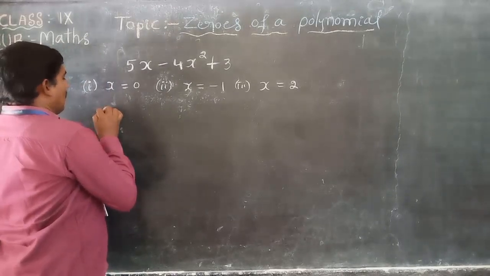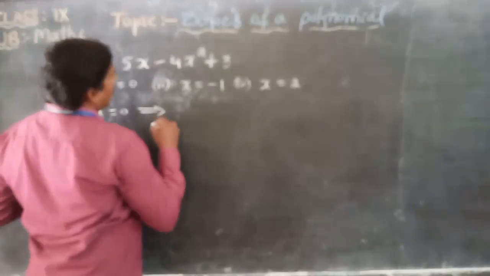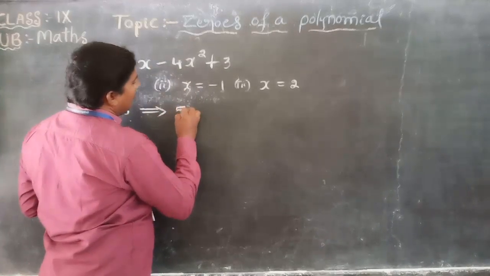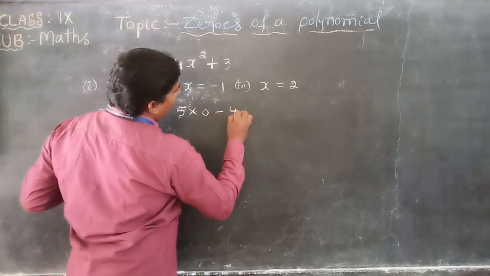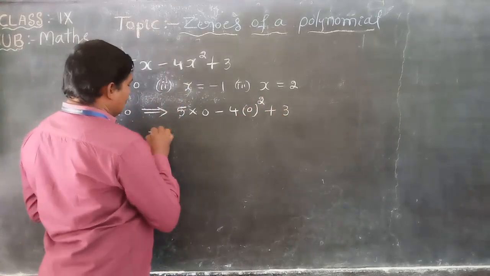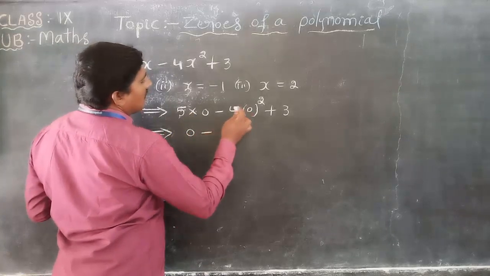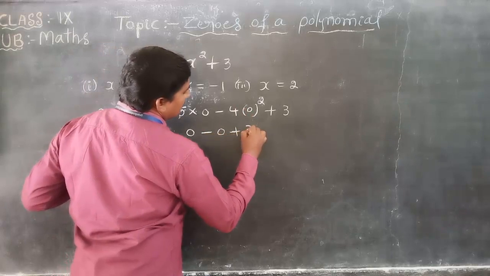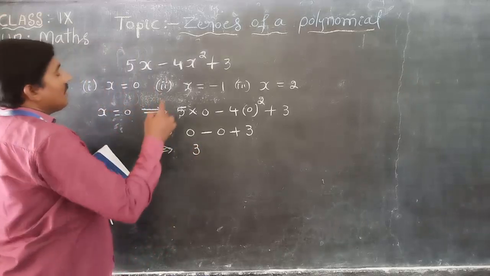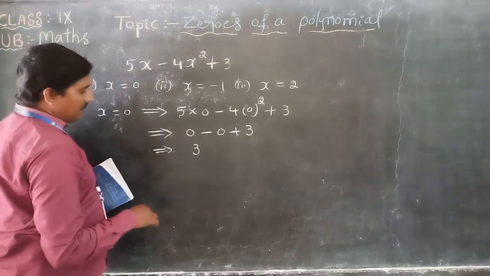X is equal to 0. In the place of x we will substitute 0: 5 into 0 minus 4 into 0 square plus 3. Any value into 0 is 0 only, minus 0 into any value is 0 only, plus 3. So we got 3. When we substitute 0 in the place of x in this polynomial, we get 3.